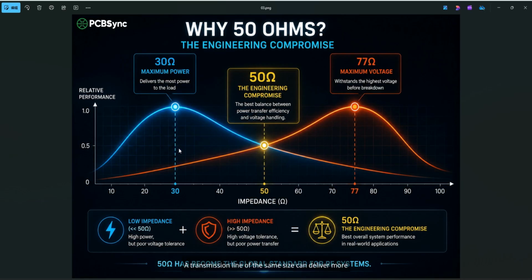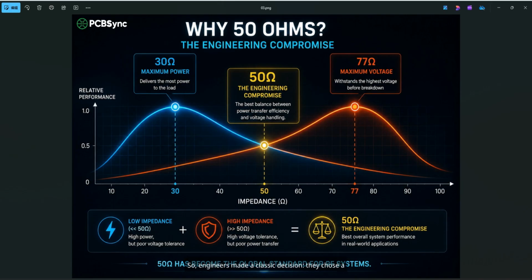A transmission line of the same size can deliver more energy. But if you want the transmission line to withstand higher voltages and prevent breakdown, the optimal impedance is close to 77 ohms, which is at this point. In other words, 30 ohms excels at delivering power, while 70 ohms excels at withstanding voltage. Each is outstanding in its own way, but it's impossible to have both at the same time.